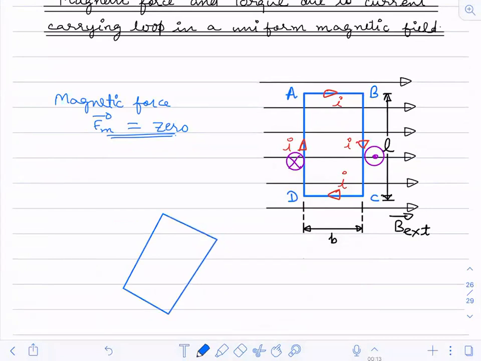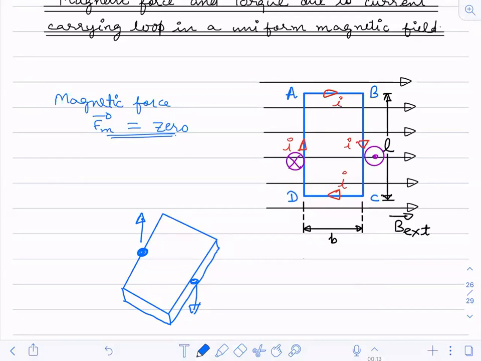Okay, if this is the loop, what will happen? This end will go up, and this end would be going down. Understood? Like this it will move. So this is happening over here.